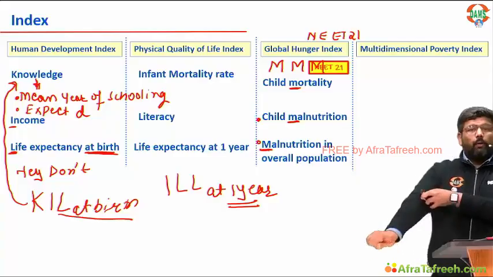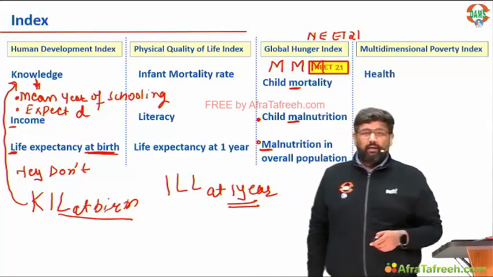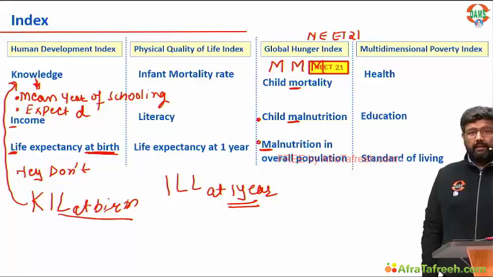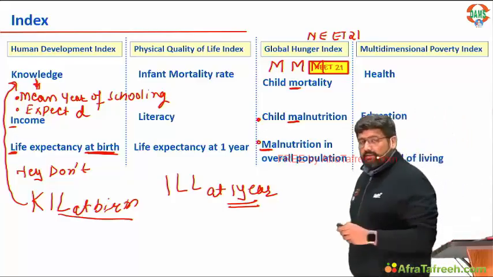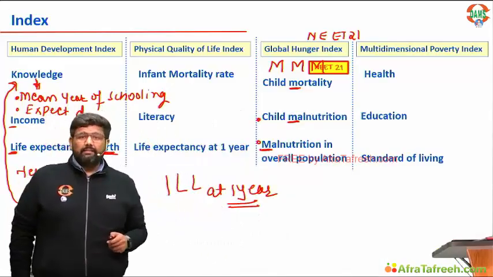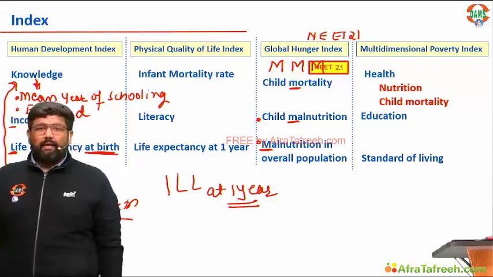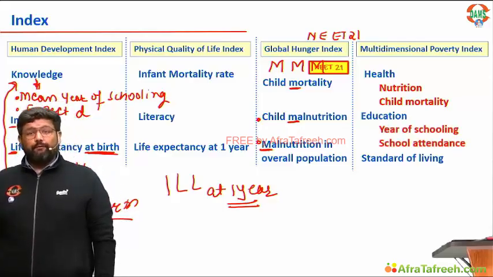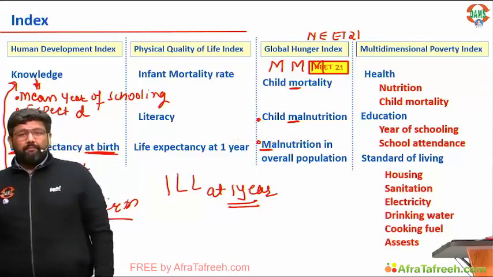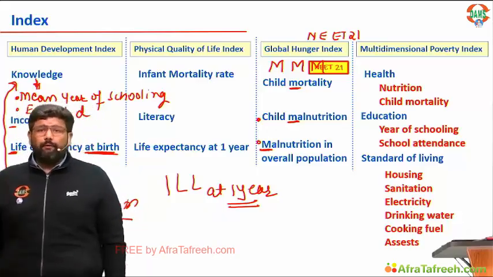Right? Now coming to Multidimensional Poverty Index. 3 things are included in Multidimensional Poverty Index: health, education and standard of living. In health we have 2 things: nutrition, child mortality. In education, we have year of schooling and school attendance. And last, in standard of living, we have housing, sanitation, electricity, drinking water, cooking fuel and assets.